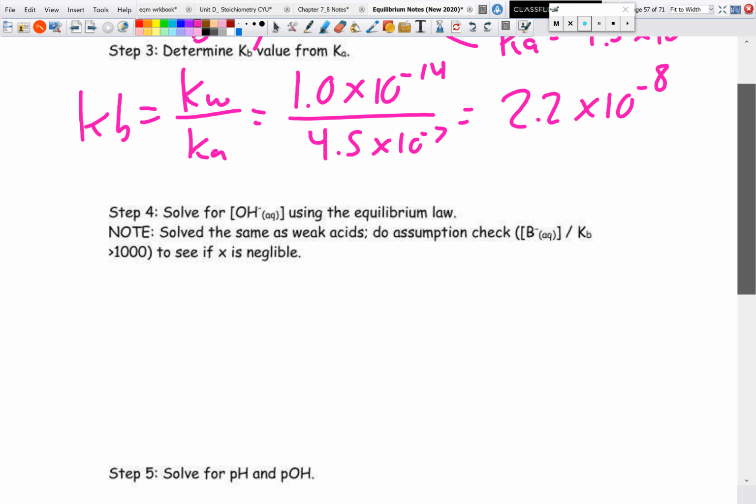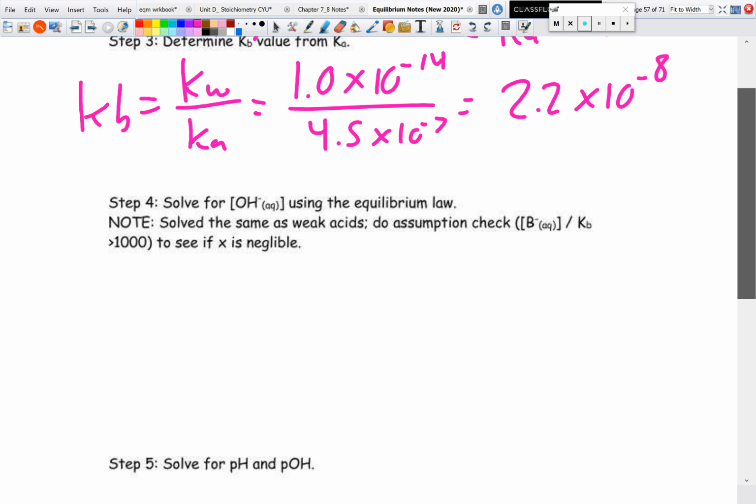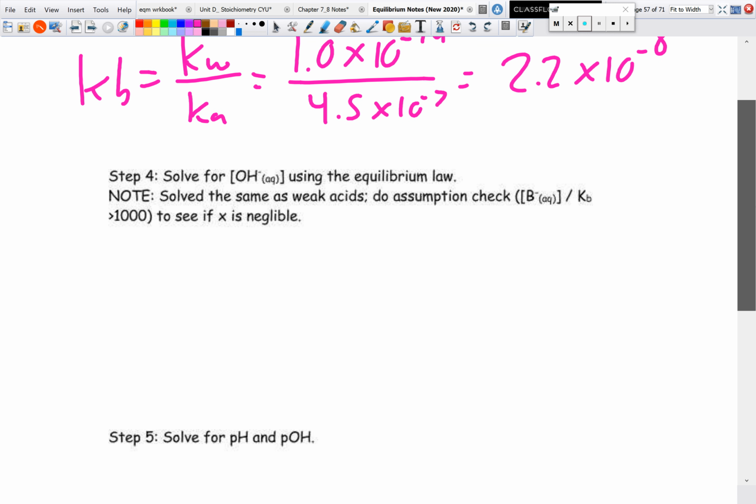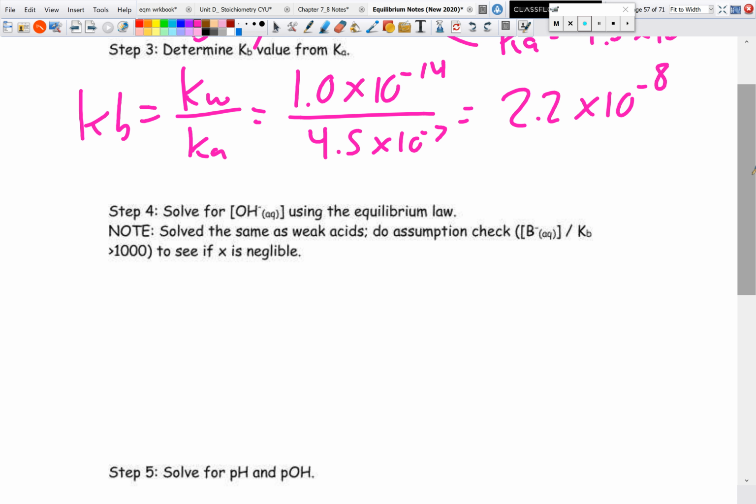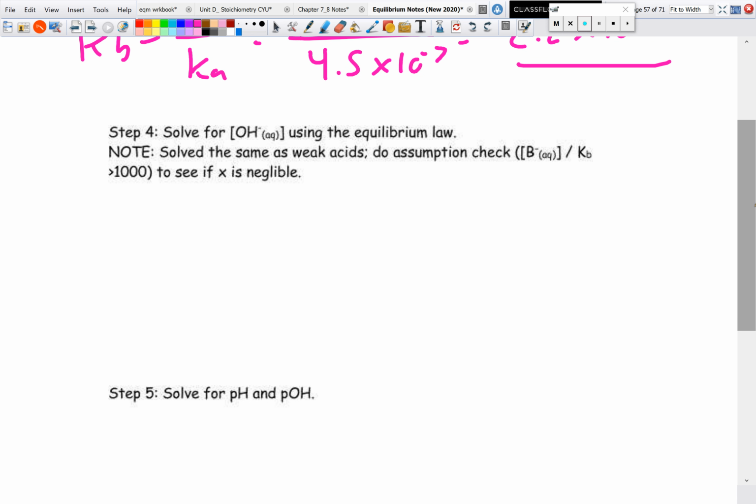Now remember, when we were using our Ka to solve for acids, we needed to do this assumption check. Same thing for our bases. So once we have our Kb value, we do our assumption check.